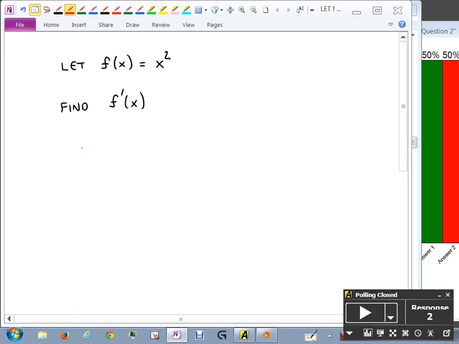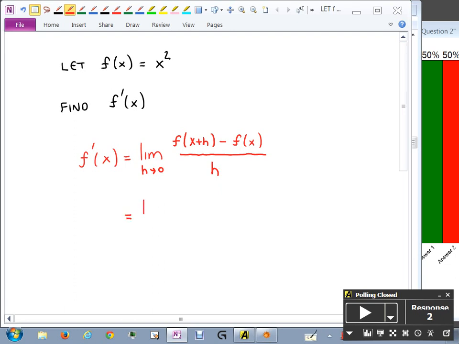So what would I do? You're cheating. You can't do that yet. Use the second formula, right? Use the limit as h approaches 0 of f of x plus h minus f of x, all over h, right? That's what you would have used.